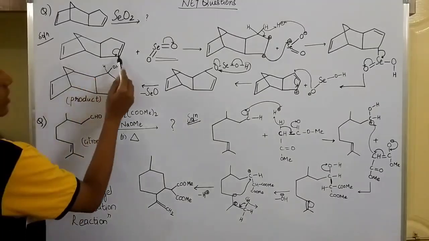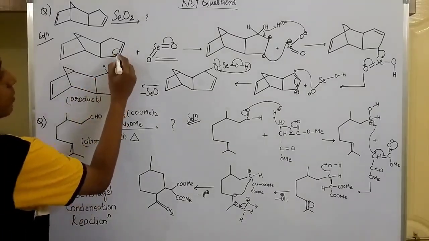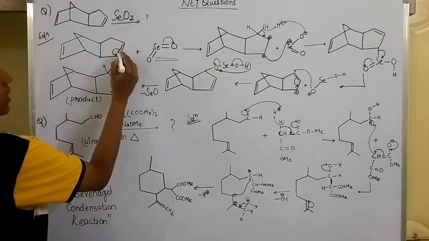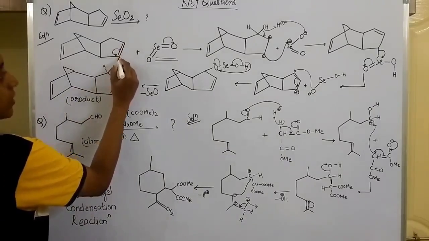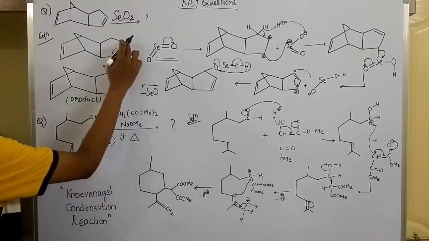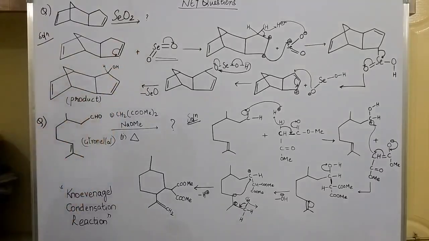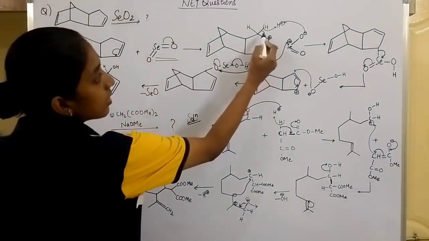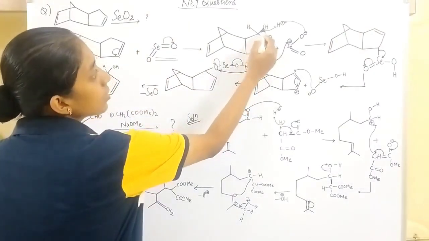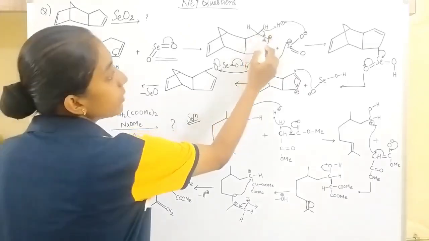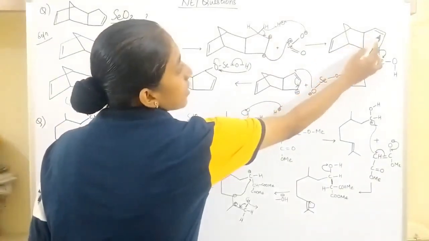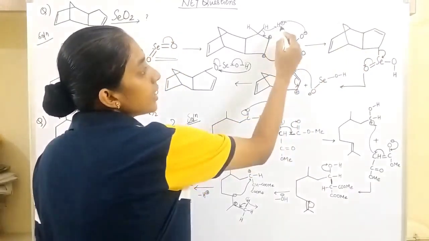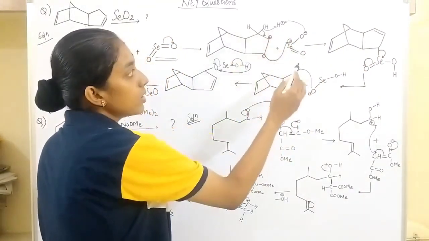In this reactant, the double bond present between these two carbon atoms is shifted onto this carbon, leaving this carbon negatively charged, and this carbon will be getting a positive charge. Now, as this carbon is positively charged, the bond present between this carbon and hydrogen is shifted here, forming a double bond between these two carbons. And this hydrogen will be eliminated as H plus from this compound.